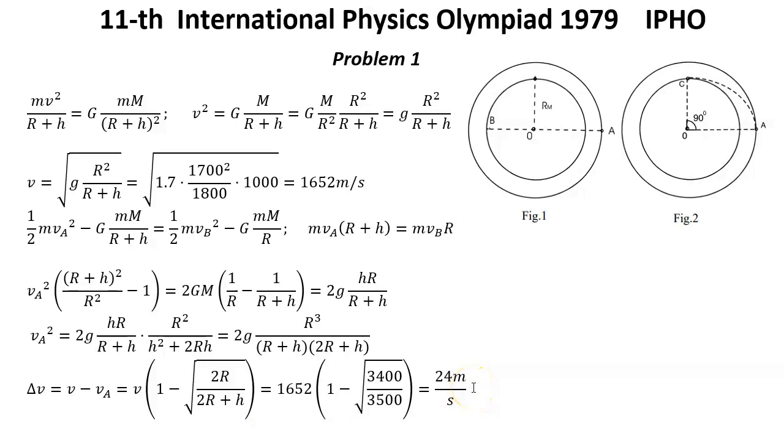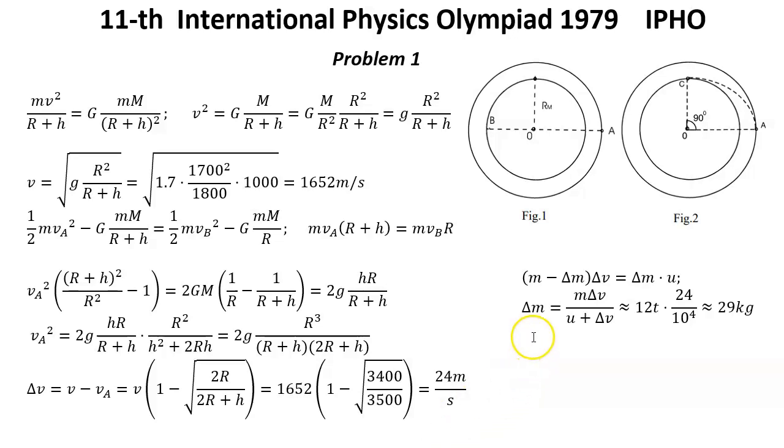Since the engine switched on for a short time, the momentum conservation law in the system rocket-fuel can be written in the form of (m minus delta m) multiplied by delta v equal delta m multiplied by u, where delta m is the burnt fuel mass. And now, along that delta v much less than u, we will find that delta m equal approximately 29 kilograms. That was the solution for question 1.